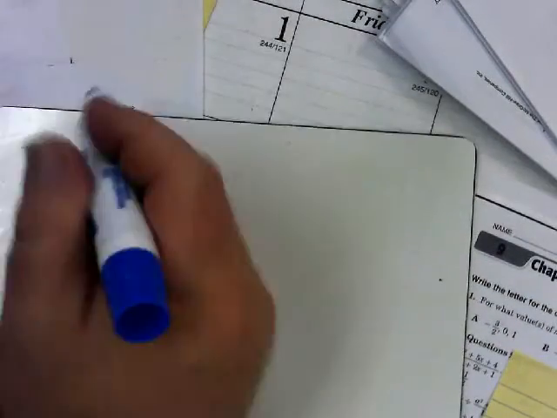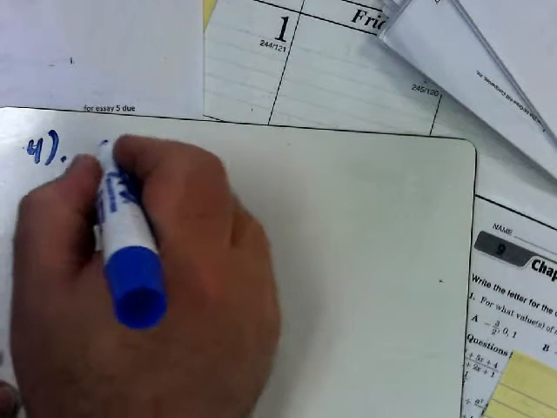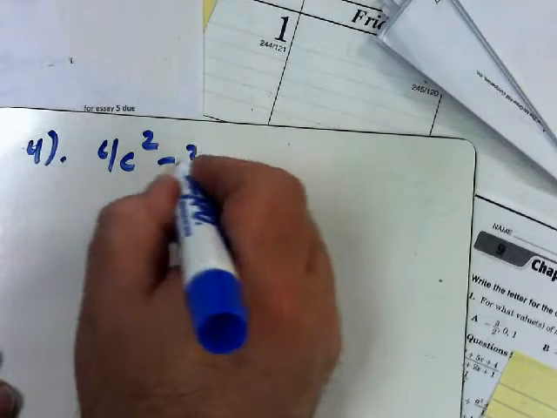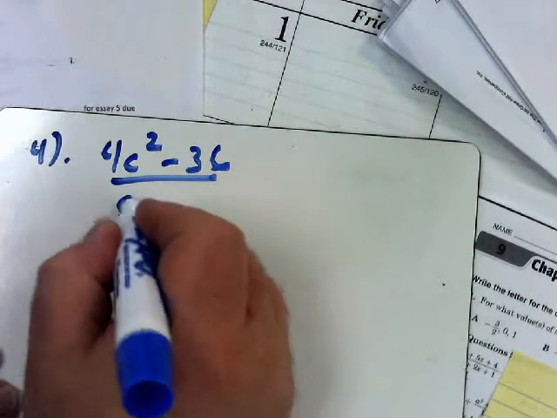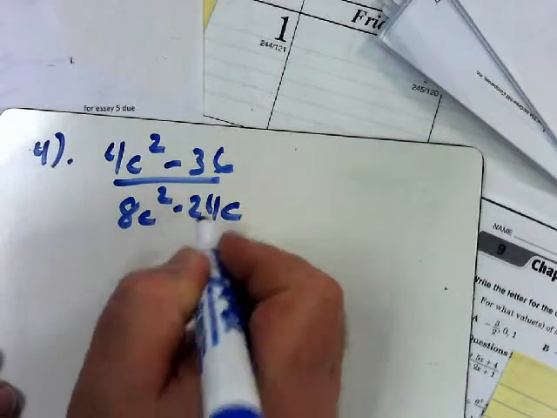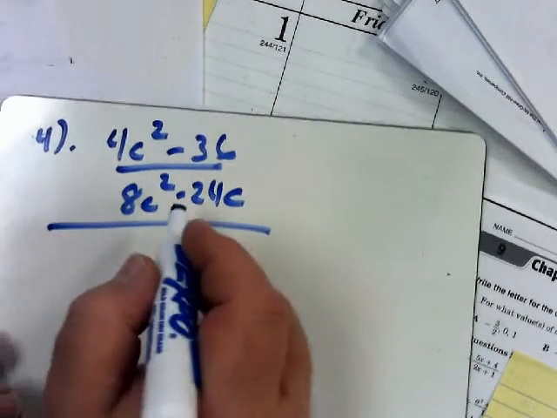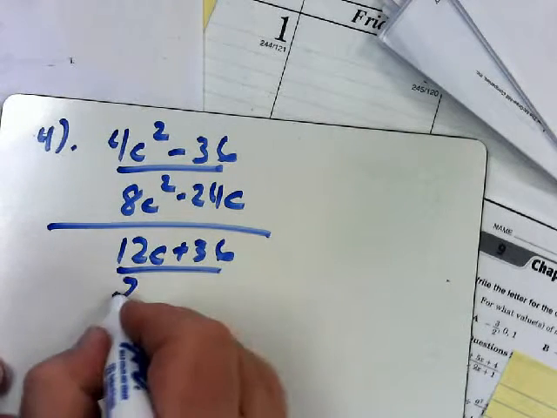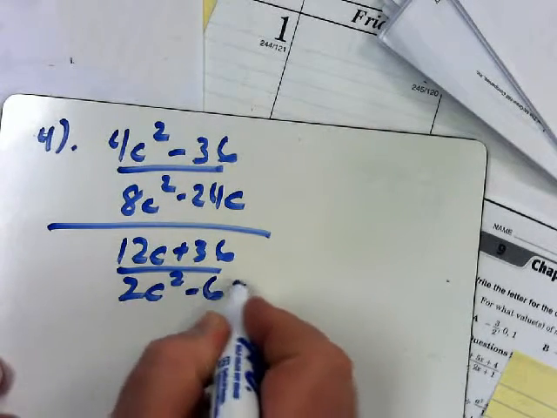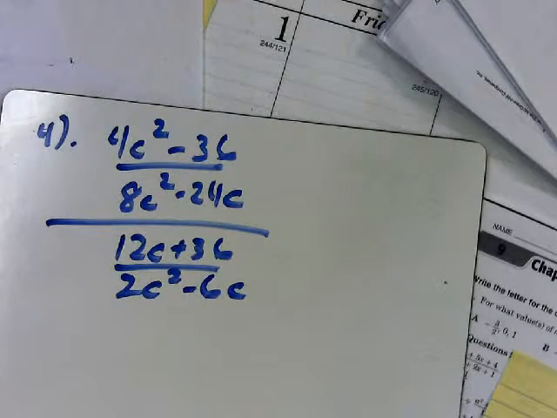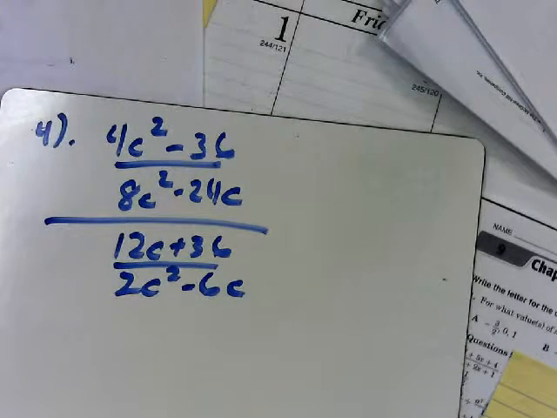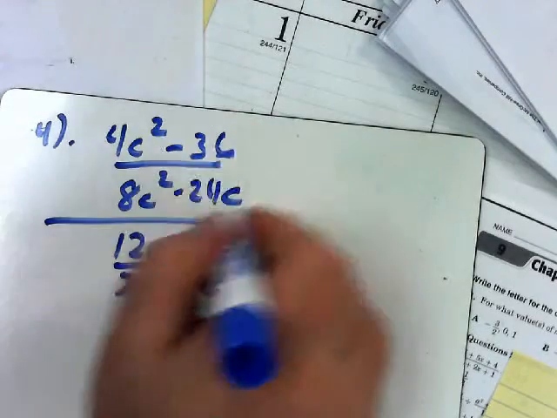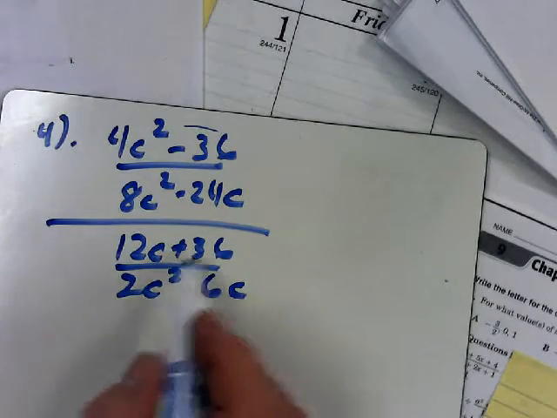Problem number 4. 4c squared minus 36, 8c squared minus 24c, all over 12c plus 36, 2c squared minus 6c. This is actually a complex fraction. Since it's a complex fraction, what does it mean? That I have all of this numerator right here divided by all of this, right?